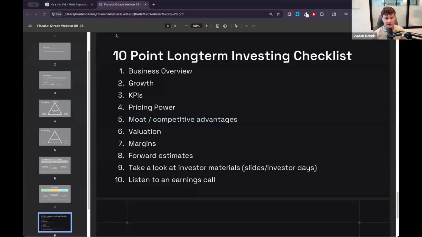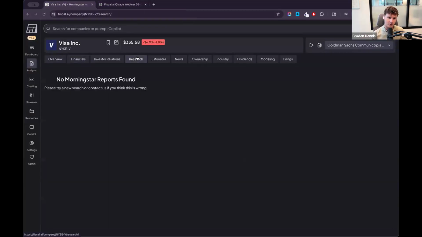Number five, competitive advantages. Now, I'd want to probably look into some research points.